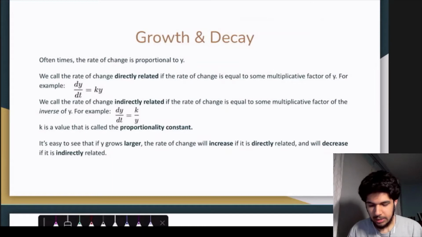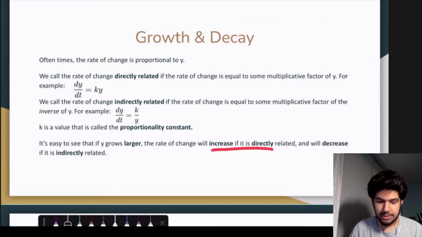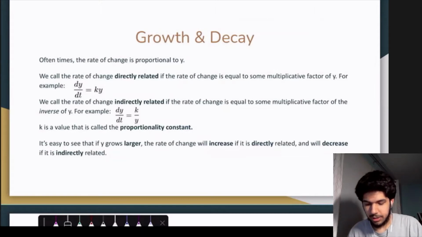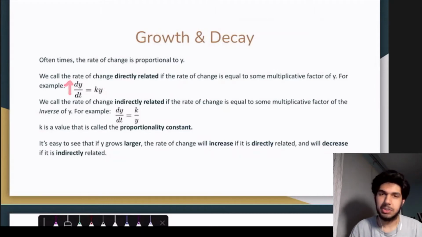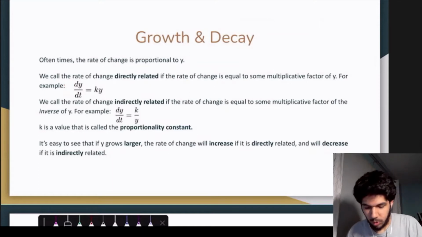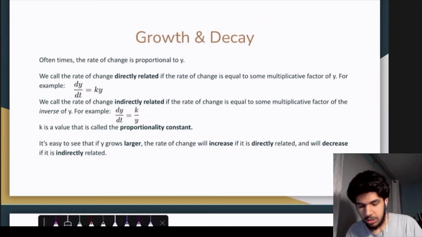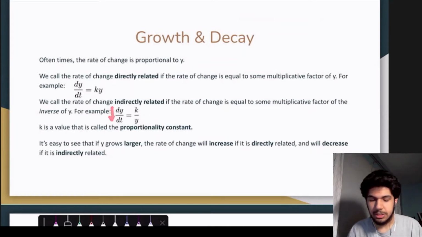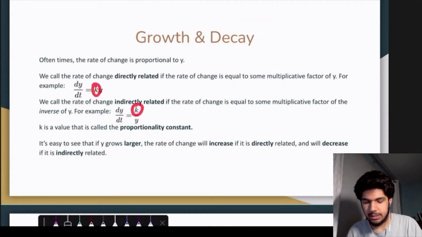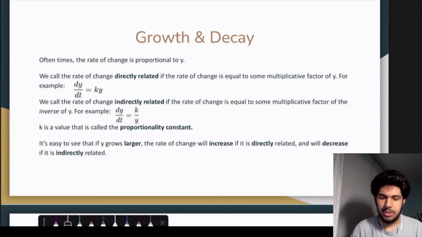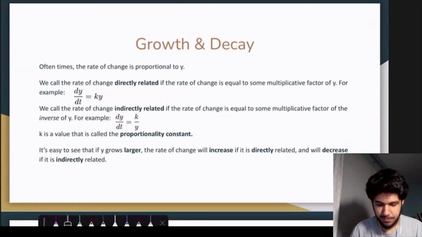And we can see that as y grows larger, the rate of change will increase if it's directly related, right? So if y increases, then dy/dt also goes up. Whereas if y changes here, then we have a larger denominator, which means dy/dt will decrease. And remember, k is a constant, so that doesn't change. So these are just some things to be familiar with.